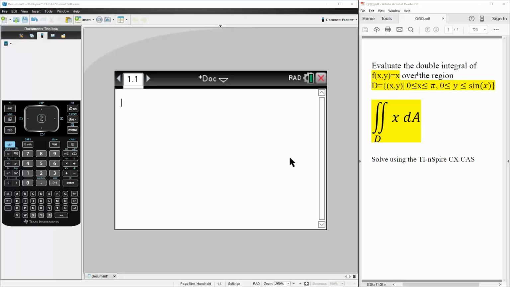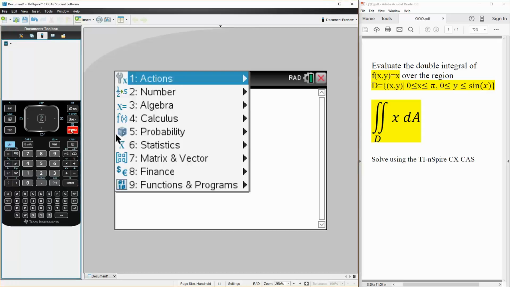Okay, in this question, we want to evaluate the double integral of f(x, y) = x over the given region, where x is between 0 and pi, including, and y is between 0 and sine x, including. So let's get started. So based on the given problem statement, we know this. But we know that x is between 0 and pi, and y is between 0 and sine x. So we know a little bit more.